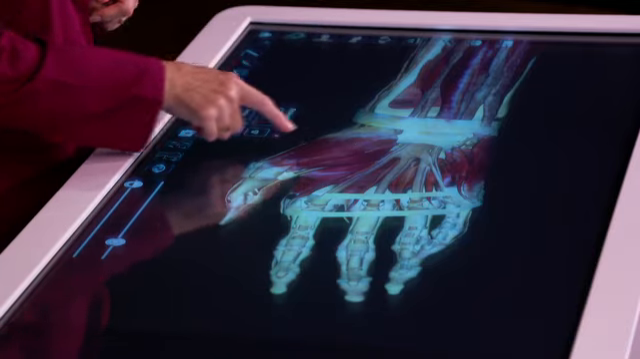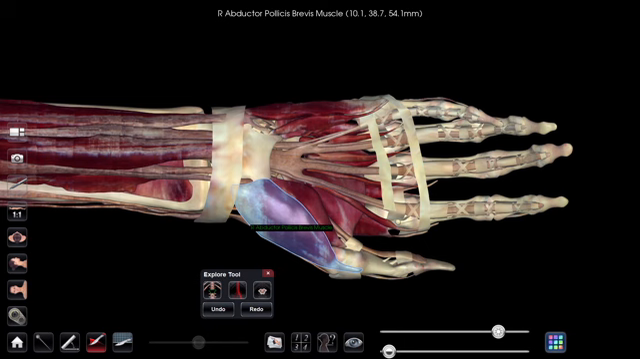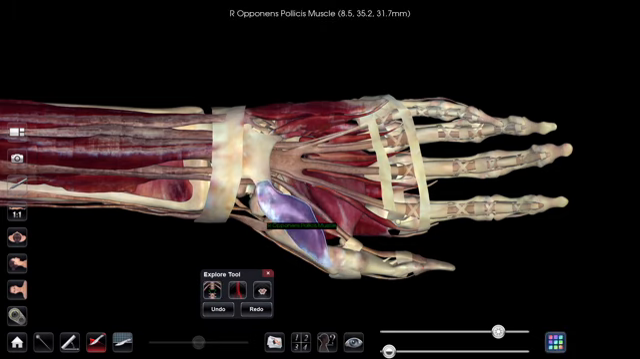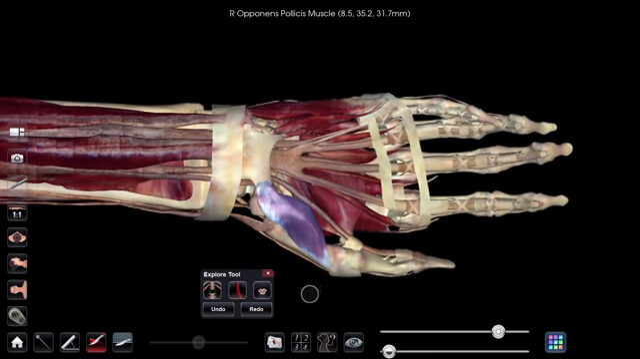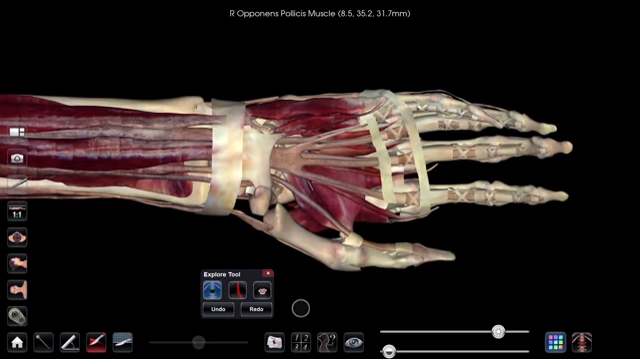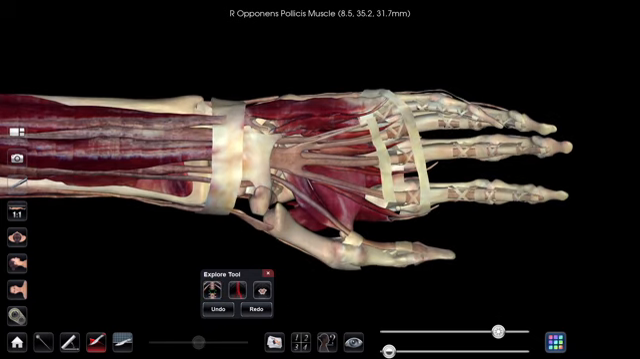If we look at the thenar group, we see abductor pollicis brevis and flexor pollicis brevis, but we need to remove those to see the opponens pollicis muscle that's deeper in the thenar group. If we switch to the hypothenar group, we see abductor digiti minimi and flexor digiti minimi, and again, the opponens digiti minimi is deep to those two.